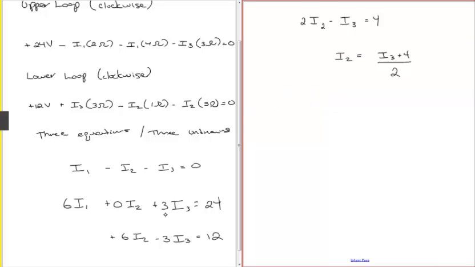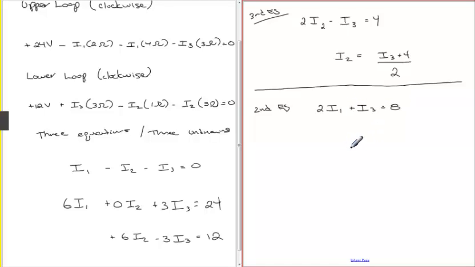Okay. And then we'll take the second equation. We'll solve for I1. Again, we can divide by 3. So let me put a line here. So this is the third equation. Okay, so the second equation, if we divide everything by 3, we'll get 2I1 plus I3 is equal to 8. So we're going to solve for I1. And that's going to be 8 minus I3 divided by 2. Okay, that looks right. Now we're going to substitute both of these into equation 1.